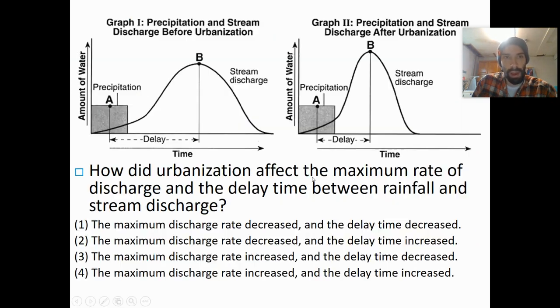Okay. We did this question a while back. We talked about the idea that urbanization leads to more problems where you have a lot more discharge into streams, a lot more flooding, and less time for the water to get there. It just runs off the surface. The answer to this question was 3, and that's just a little bit of review.